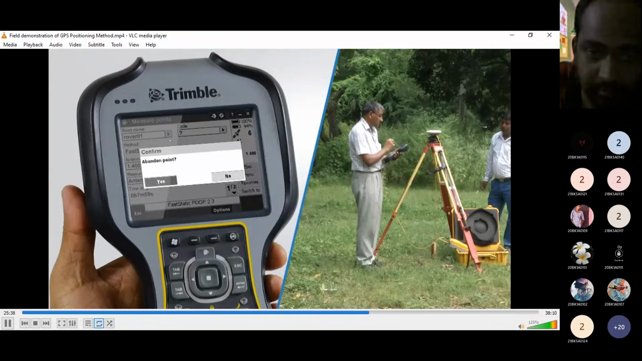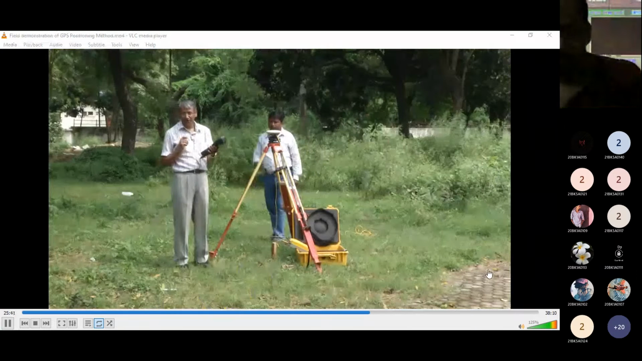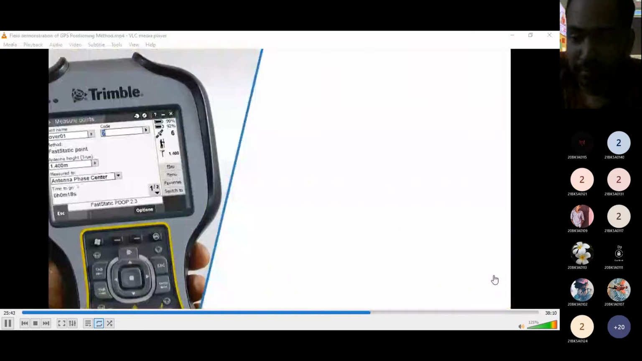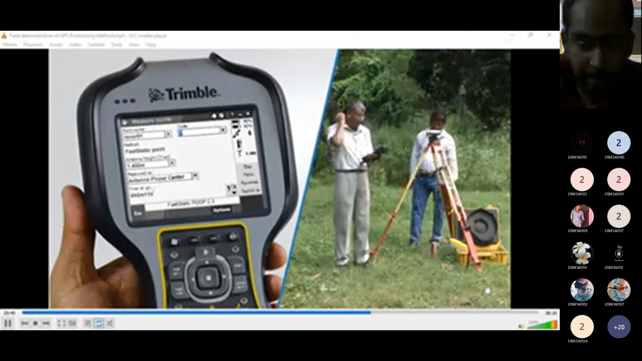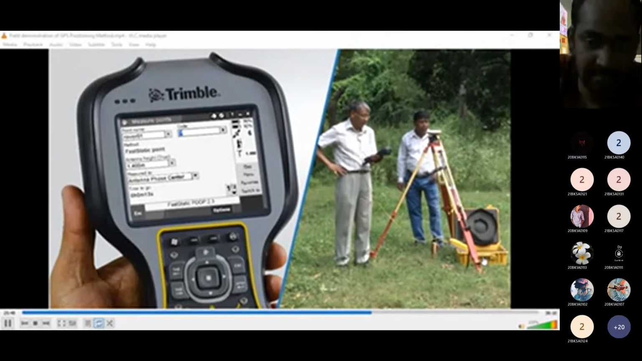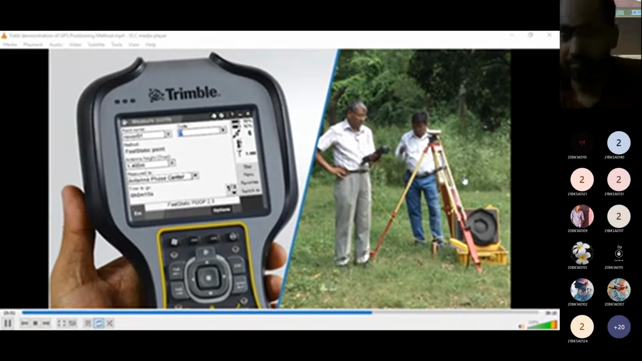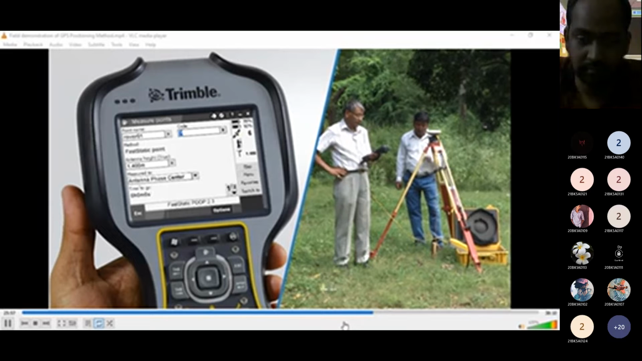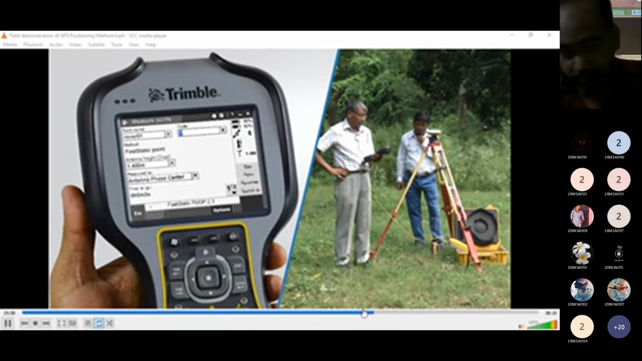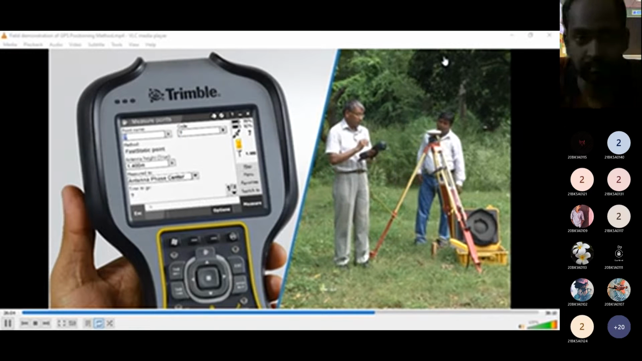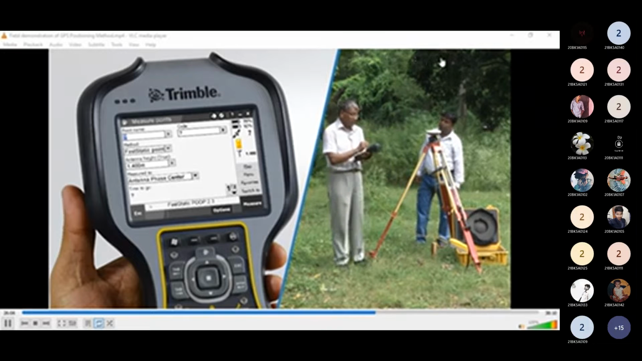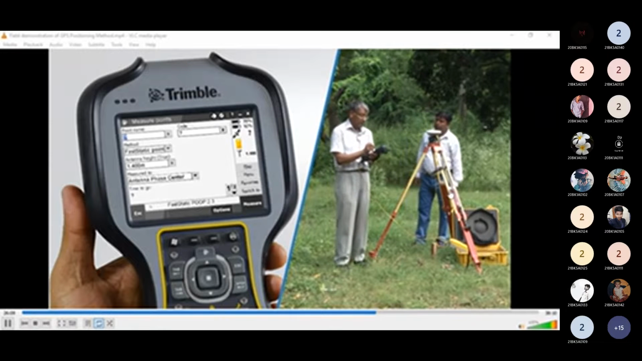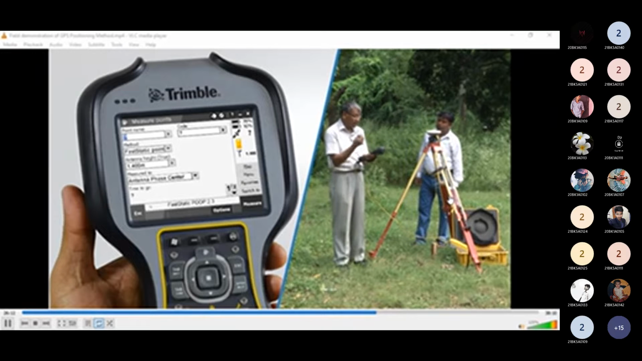So we are about to complete our observation. Only 14 seconds, now 12 seconds, 11 seconds. Observation stored. Once the observation is over, it is again telling measure. That means we can go to the next point and take our next observation.